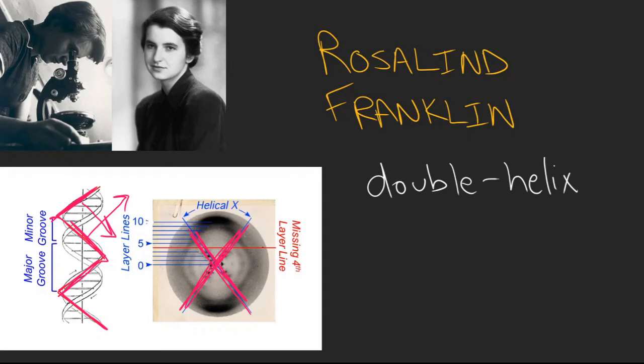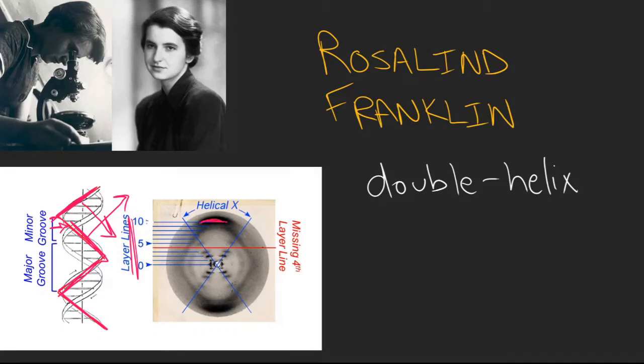You see these layer lines that it's talking about over here. These layer lines help them conclude many things about the fact that there were major and minor grooves. It says that there's a missing layer line here, what would be the fourth layer, and that showed them that there's some interference here because of this minor groove, and so you don't get that there.